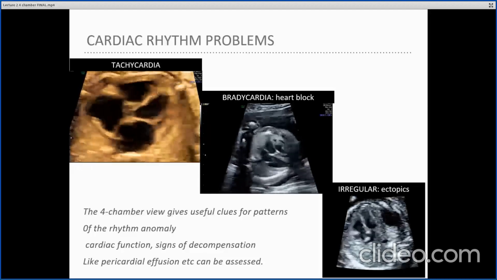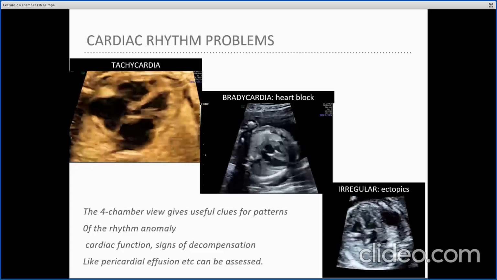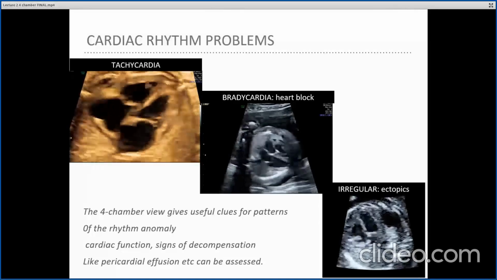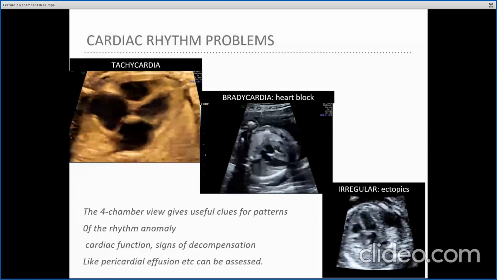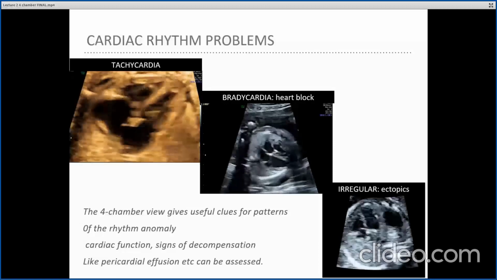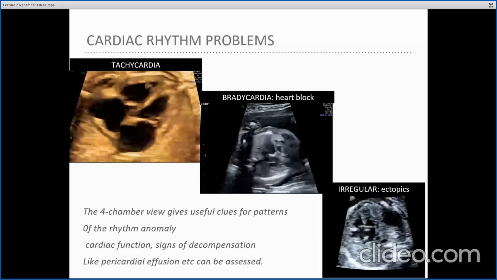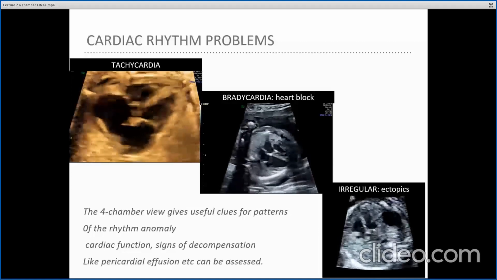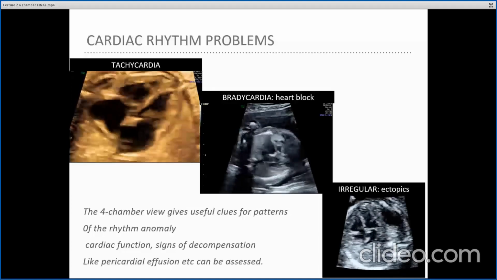This is the third example where there is overall slow heart rate, but there is an irregular heart rate due to ectopic beats. Obviously, we cannot confirm the diagnosis of arrhythmias by just the four-chamber view. It needs a detailed assessment, which we will be seeing in my final lecture of the series. However, the four-chamber view gives a first clue. And in the four-chamber view, we can also look for evidence of decompensation like cardiac dysfunction, pericardial effusion, and so on.